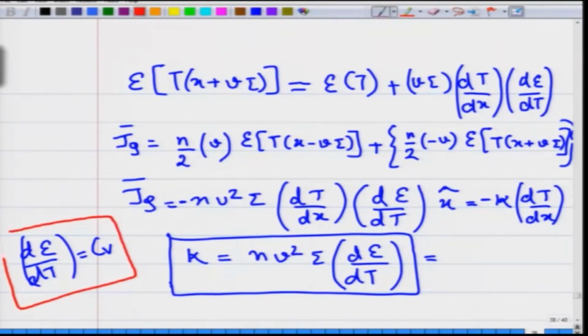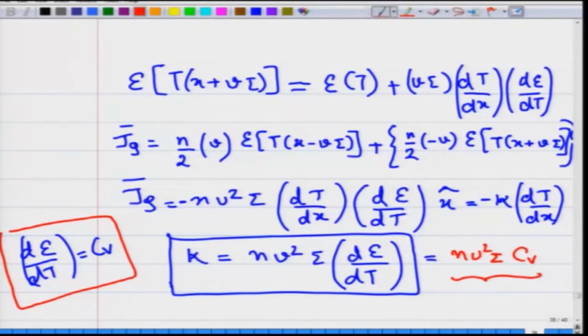You know this is the specific heat. So, kappa is n V square tau times the specific heat. This is for the thermal conductivity in the x direction for this one dimensional system, okay. And so, you have a nice expression where you can see that n is the density of electrons, V is the average speed of the electrons inside the metal, tau is the scattering time, and Cv is the specific heat of the electrons inside the metal. Okay.